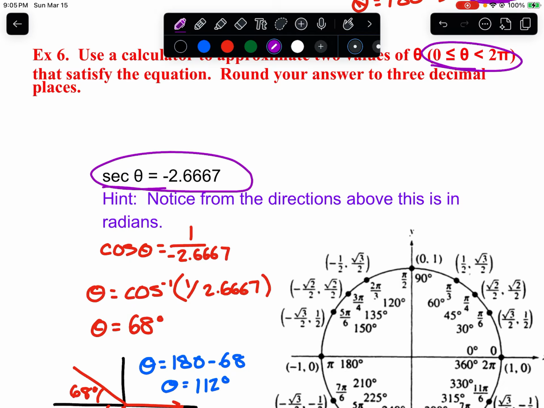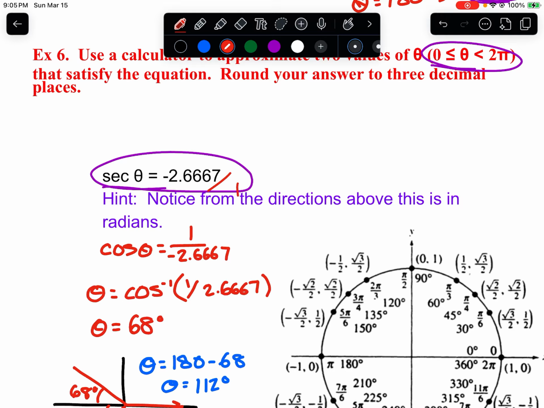Well, secant is 1 over cosine. So cosine should be 1 over that value. Because if we were to put this over 1, we could flip it and get our cosine value. And I'm doing that because that's going to allow me to plug something into my calculator with cosine.